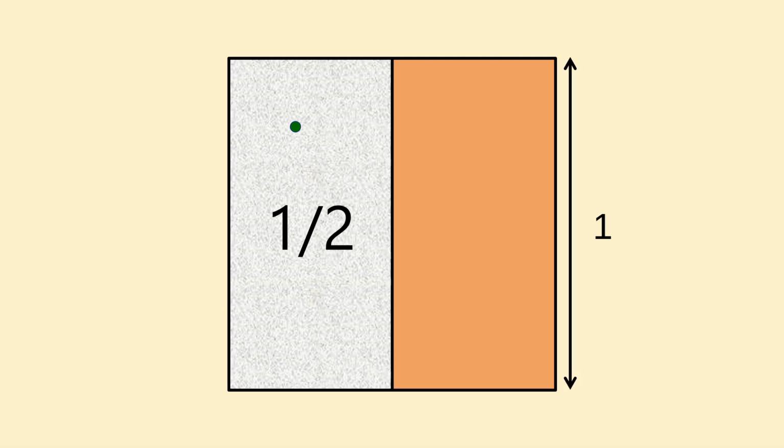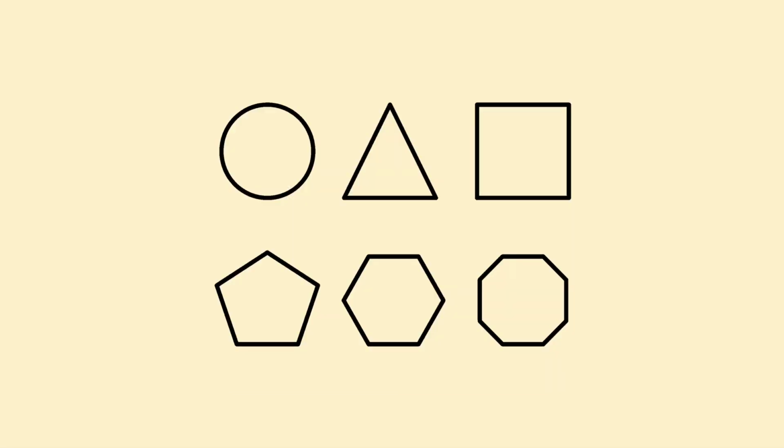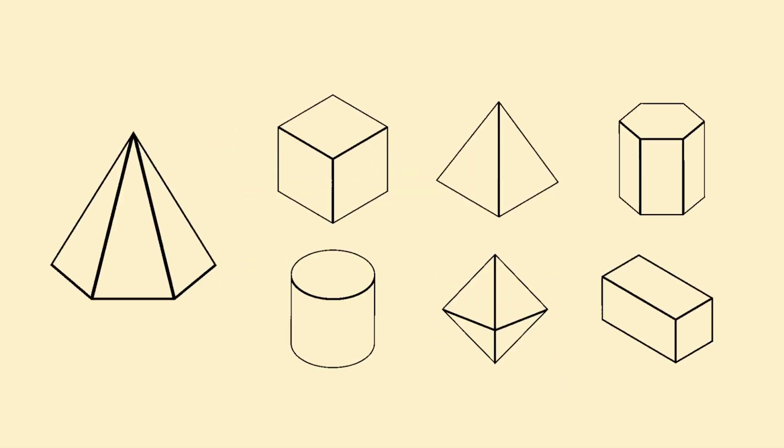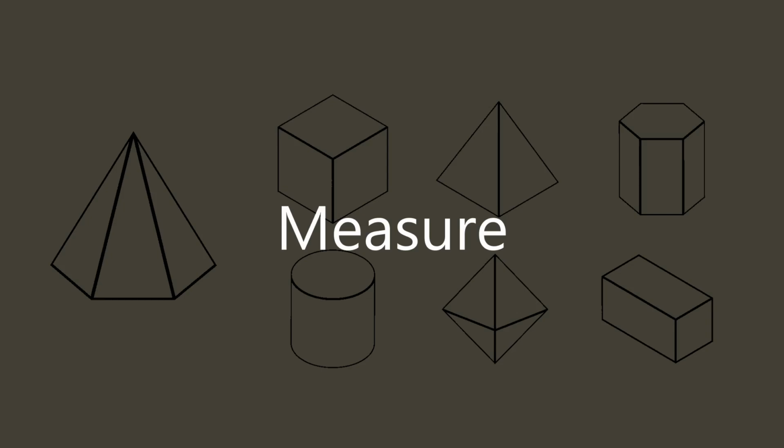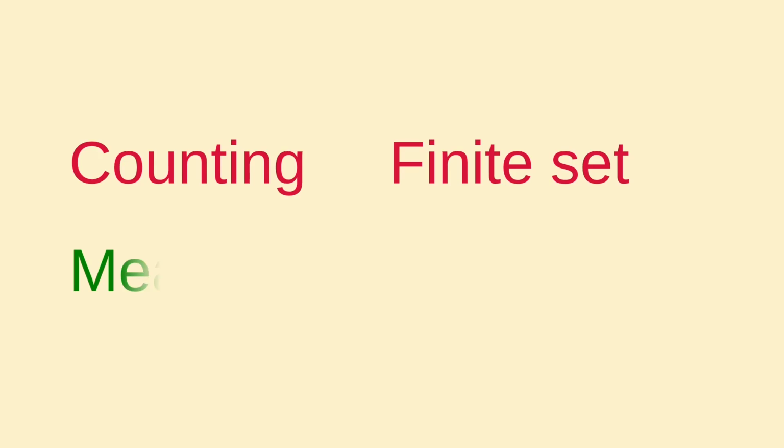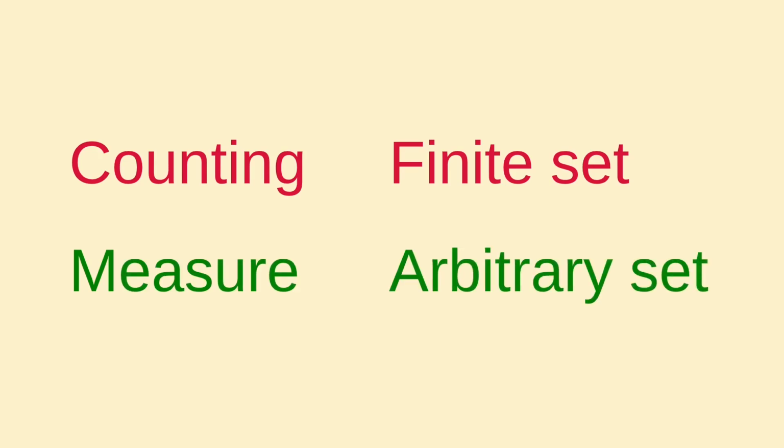In modern probability theory, the concept of area in 2 dimensions or volume in 3 dimensions is unified under a single idea called measure. Measure extends the notion of counting from finite sets to any arbitrary set. This framework helps us to handle more subtle questions.